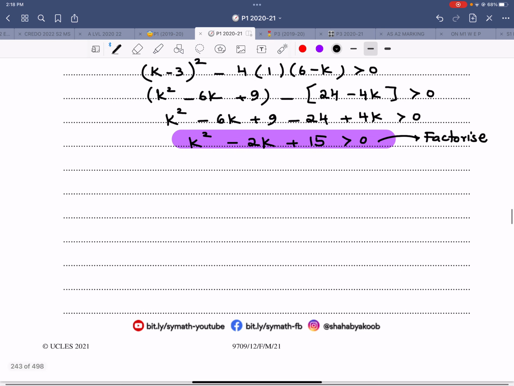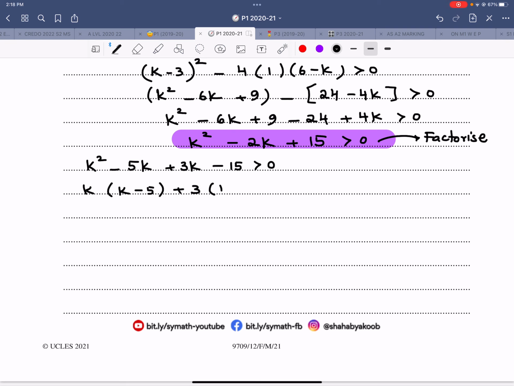So therefore, k squared minus 5k plus 3k minus 15 is greater than 0. k(k minus 5) plus 3(k minus 5) is greater than 0. (k minus 5)(k plus 3) is greater than 0. Draw the x-axis, draw a curve, label the values: plus 3 becomes negative 3, negative 5 becomes plus 5.